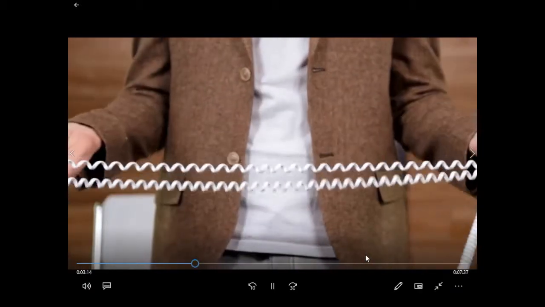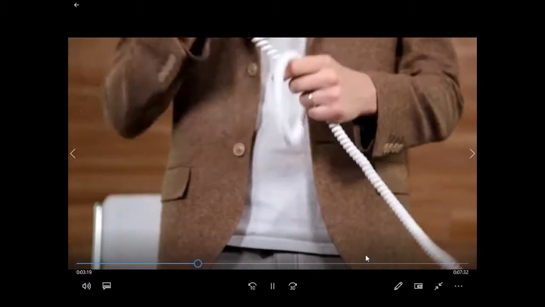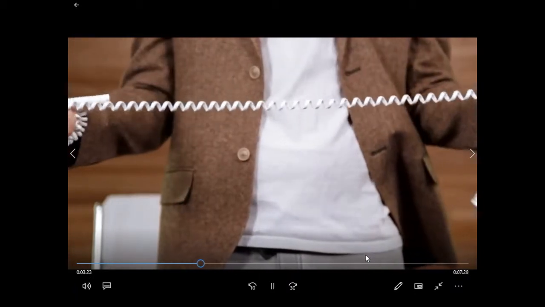Oh, look! I've got a telephone cord. This is what old people used to use to get their voices into wires so they could be transmitted across the world before cell phones. But today, it's pretty much only useful for demonstrating electron fields.